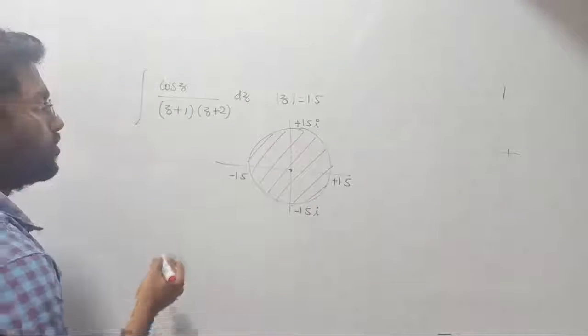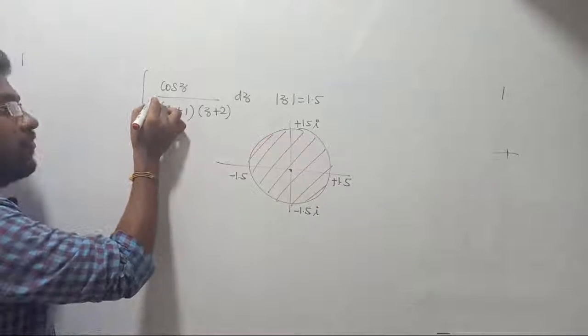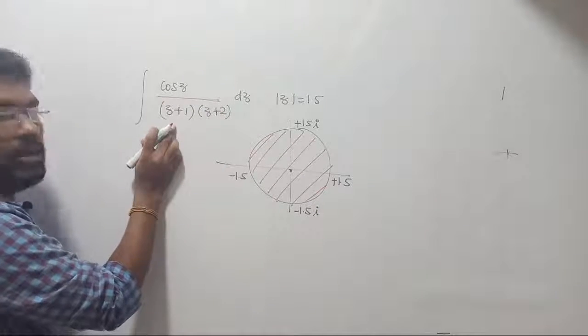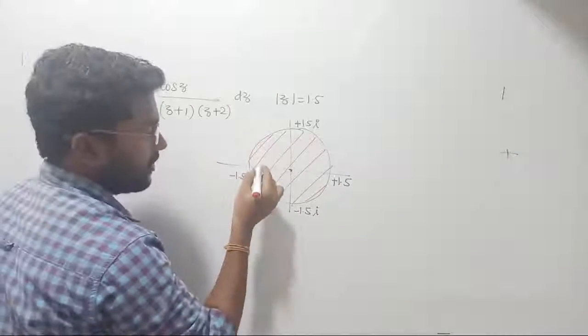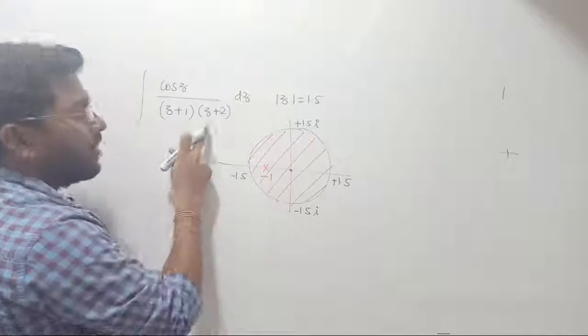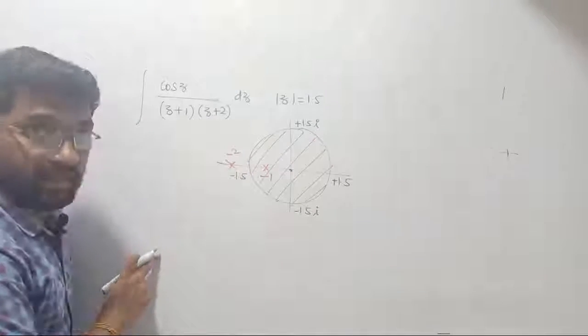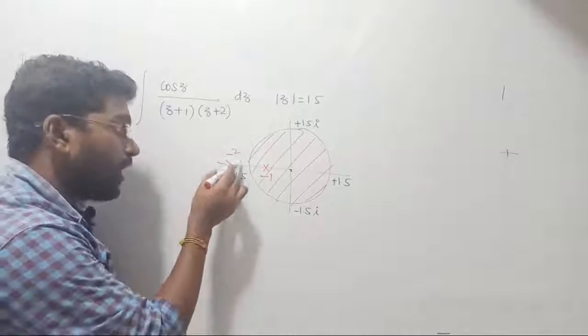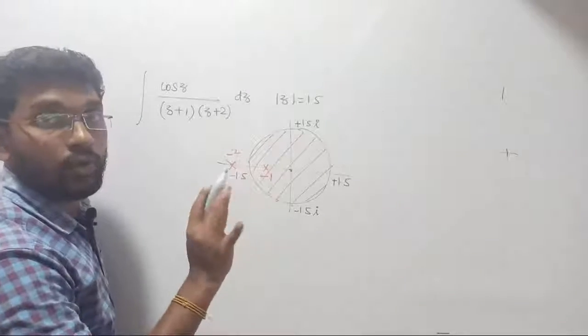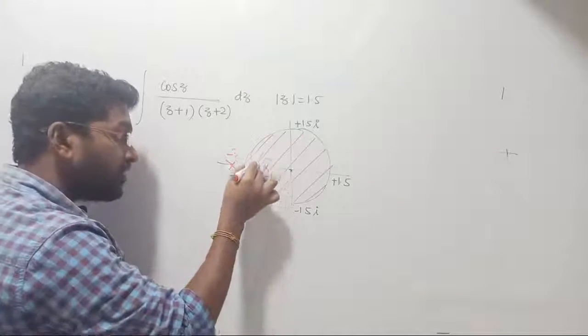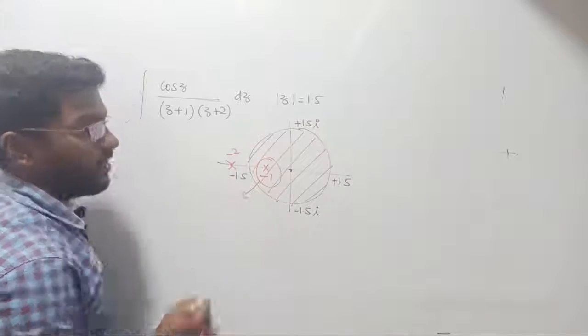Now place the poles. There are two poles given. In the denominator, the factors give the poles. Z plus 1 means z equal to minus 1, so here I have a pole. Z plus 2 means z equal to minus 2, I have one more pole. Guys, listen. If your pole lies outside the region of convergence, you don't need to be worried. If you find any poles inside the ROC, then you should see the significance.